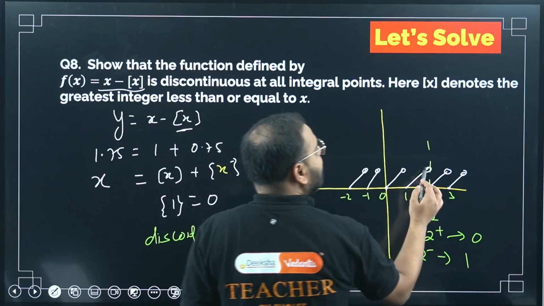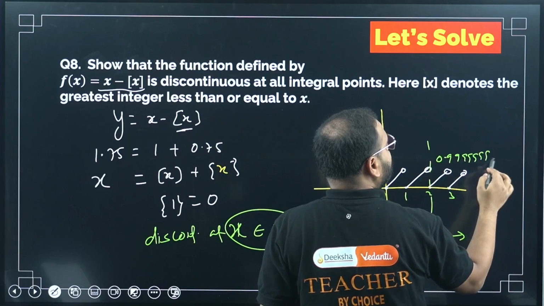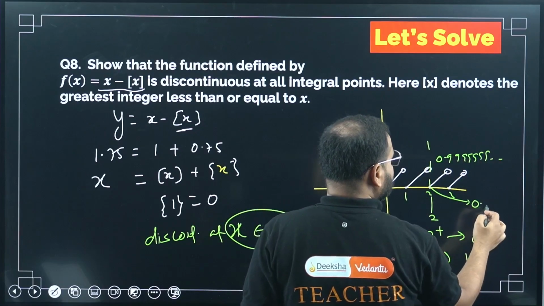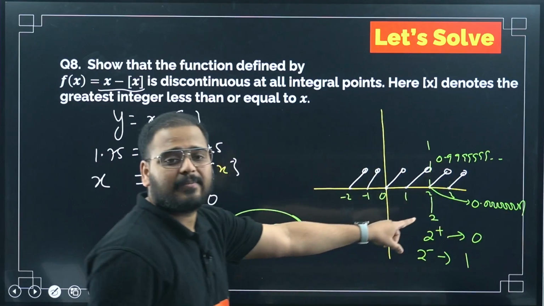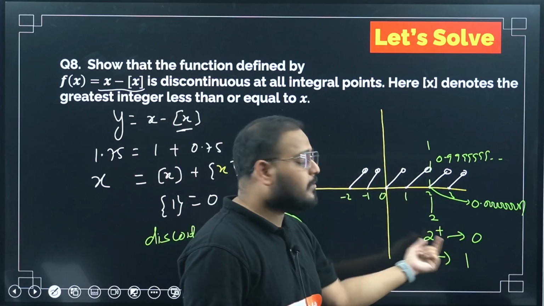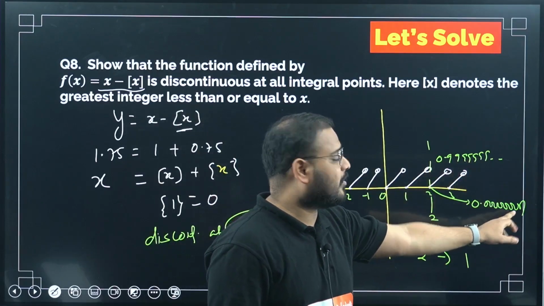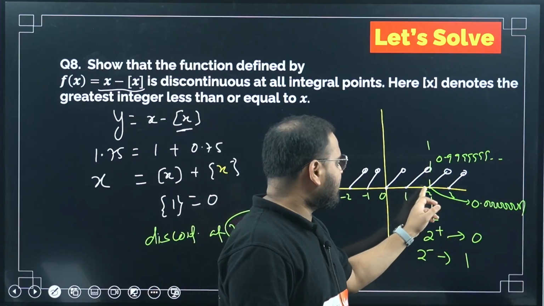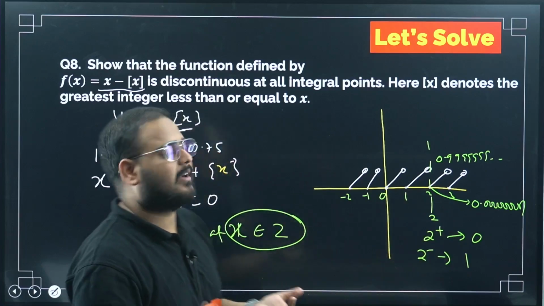Right before 2, what's the value over here? 0.9999, almost 1, no? And right after, what is the value? 0.000000001. Is it equal? No, sir. It means the left hand limit and right hand limit are not equal to each other. Also, one more thing, it's not 0.001, it will always keep going. It will never end, okay?